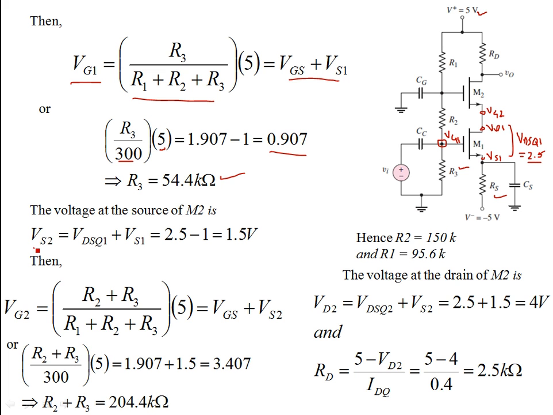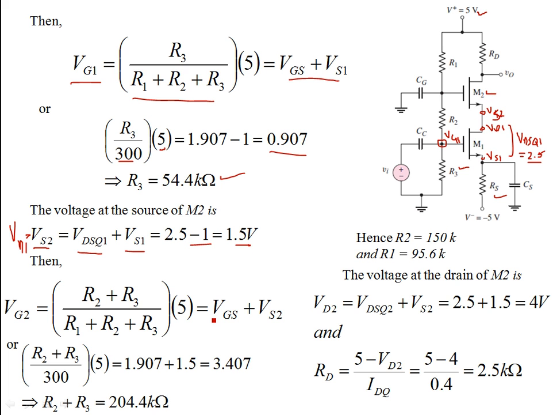So over here, VS2 is equal to VD1. So VD1 is equal to VDSQ1, 2.5 volts, plus VS1, which is minus 1 volt. You are left with 1.5 volts. So 1.5 volts is the drain voltage of MOSFET M1, or the DC source voltage at the MOSFET M2. Okay, so we have VS2.